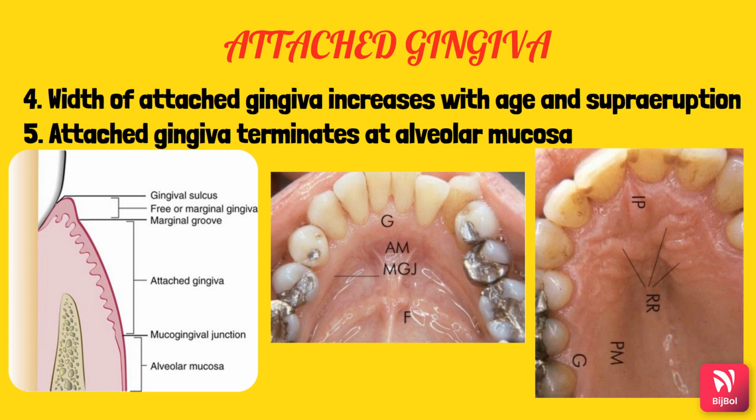Whereas on the palatal aspect, we do not have a mucogingival line. There is no demarcation in between the attached gingiva and the palatal mucosa. The attached gingiva is firm and it is continuous with the palatal mucosa, which is equally firm. So there is no distinction in between the attached gingiva and the palatal mucosa on the palatal aspect.